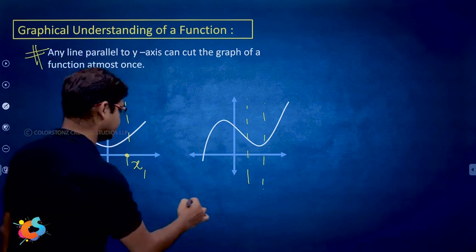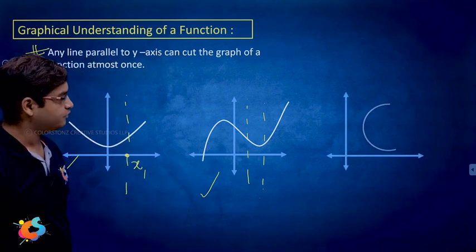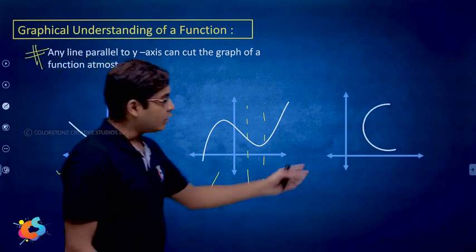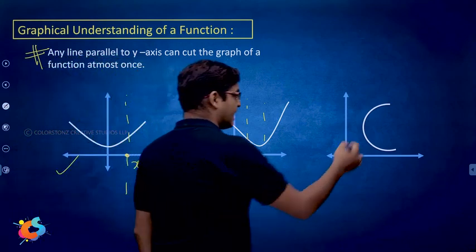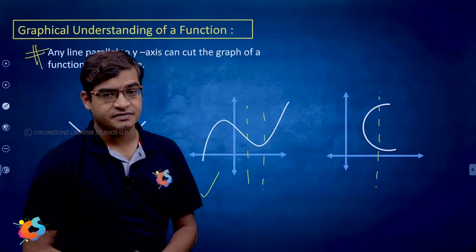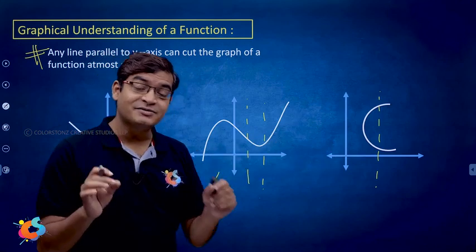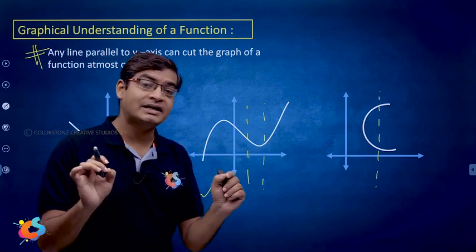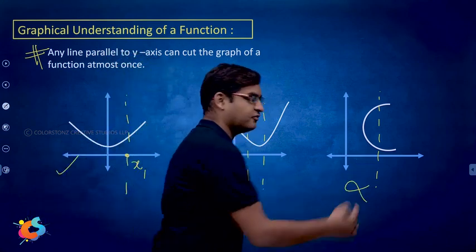Very good. So therefore, this is also a function. This is a graph of a function. Now let us come here. Now, is this graph of a function? No. Why? Because there are some lines which cut the graph more than once, right? Okay. So therefore, there are some lines which are parallel to the y-axis which cut the graph more than once. So therefore, this is not a function.